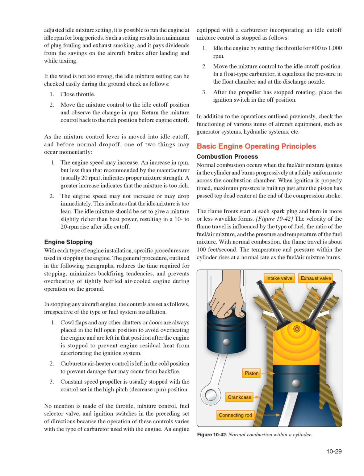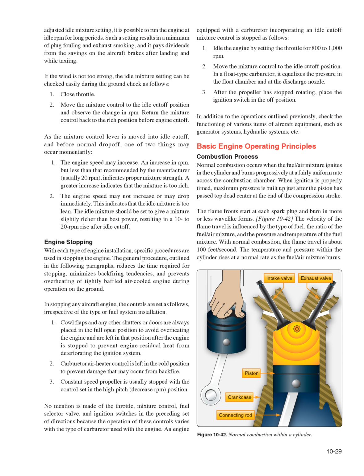2. The engine speed may not increase or may drop immediately. This indicates that the idle mixture is too lean. The idle mixture should be set to give a mixture slightly richer than best power, resulting in a 10 to 20 revolution per minute rise after idle cutoff.